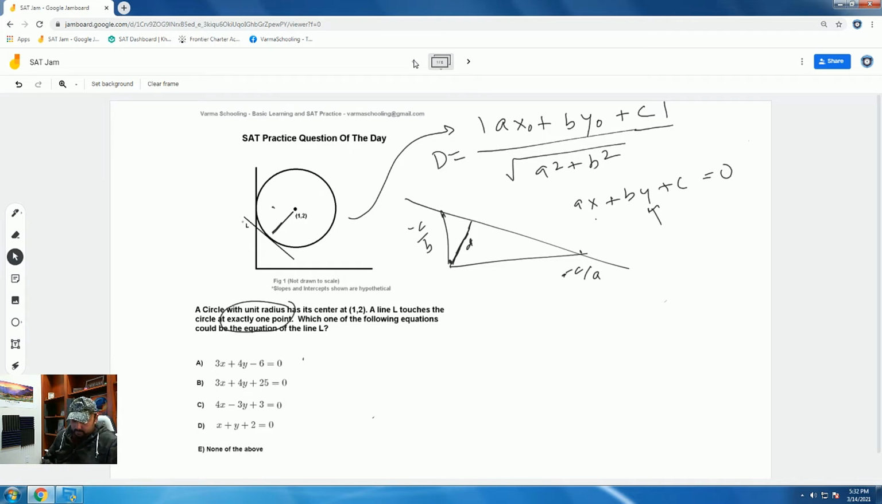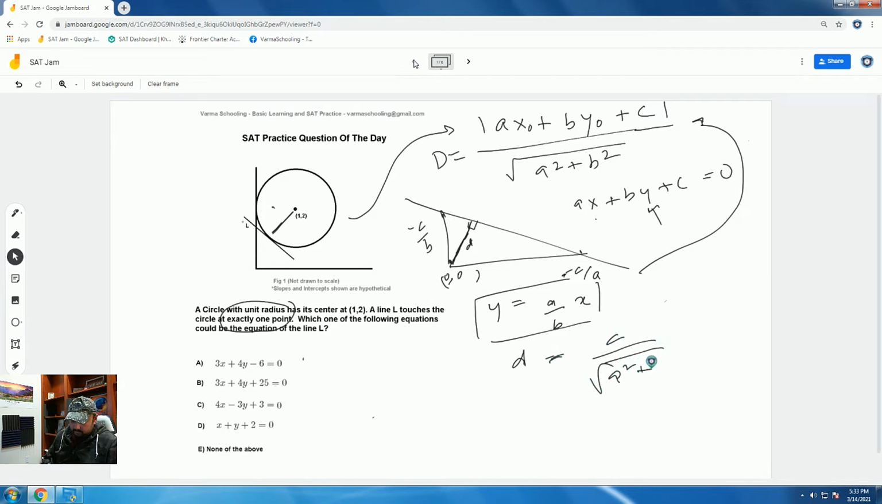And that will come out to be, because it's passing through 0, 0, the slope of the line that is perpendicular will be b over a, so y equals b over a times x. Now it's passing through 0, so that will be your equation. So now we can plug this in and get the value of d, and that will get you an answer that will be something like this: c divided by the square root of a squared plus b squared.